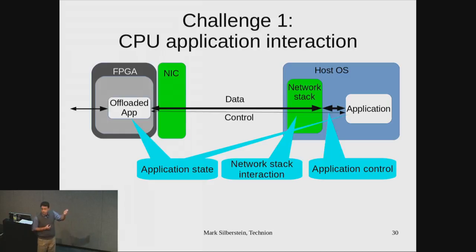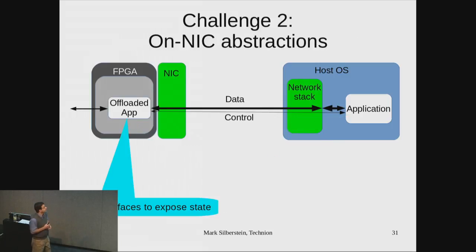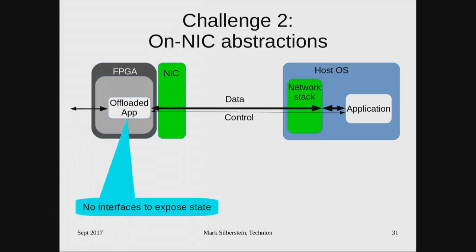And there is application control. Apparently you want to start, stop, and invoke the applications on this side, on the FPGA side, which is definitely something that is not available today. Okay, another interesting question is how do you program this thing, assuming that all the CPU side is being taken care of? What kind of interfaces do you need inside the FPGA in order to support this kind of functionality?